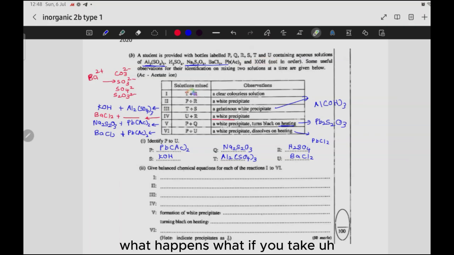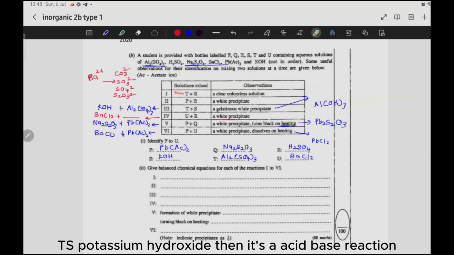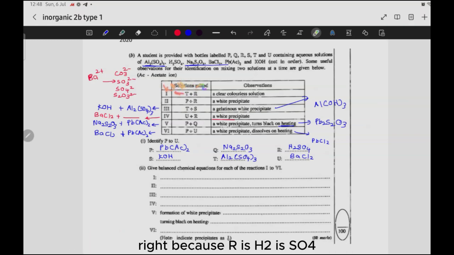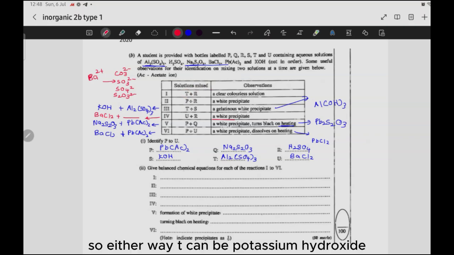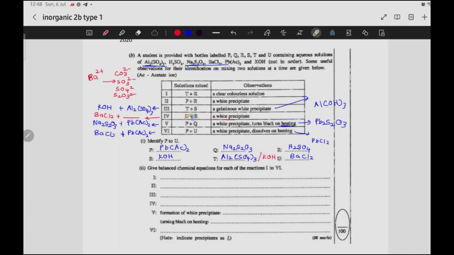What happens if you take T as potassium hydroxide? Then it's an acid base reaction, right? Because R is H2SO4. Then also you'll get a clear colorless solution. So T can be potassium hydroxide also. So either way, T can be potassium hydroxide also. If T is potassium hydroxide, you can take S as aluminum sulfate, right? You can take S as aluminum sulfate.